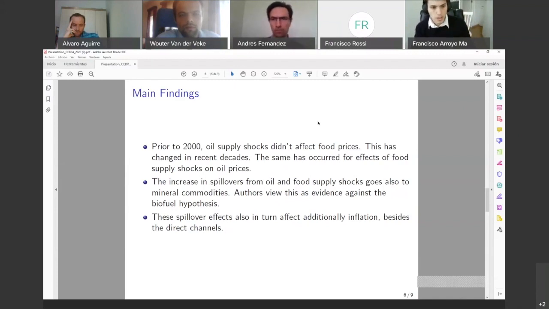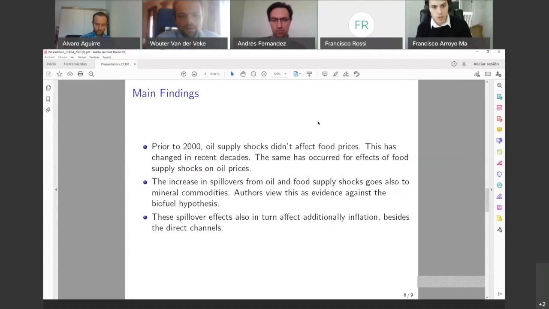A second feature is that the authors show some results that indicate that oil and food supply shocks can also go to other commodities that are not just oil and food, right? So they show minerals, they also show agricultural raw materials. The authors suggest this is evidence against the biofuel hypothesis, right? So the idea that the correlation between oil and food is not because of biofuel, because when we look at other commodities that have nothing to do with the biofuel industry, we still see that spillover anyway.